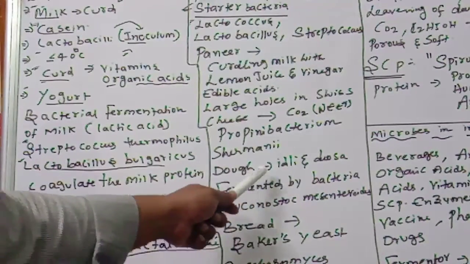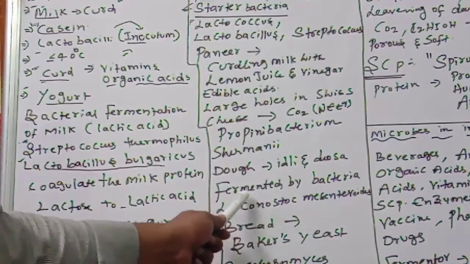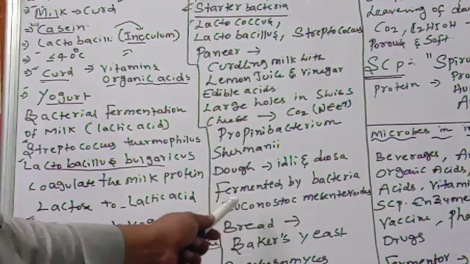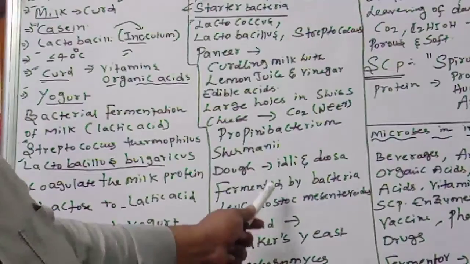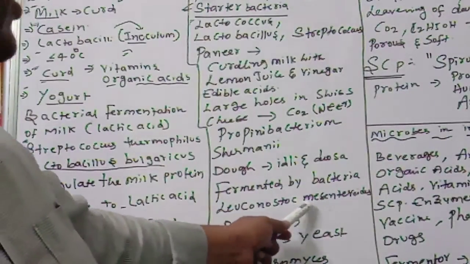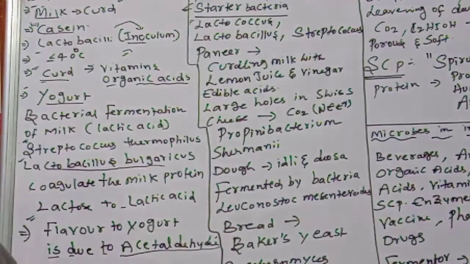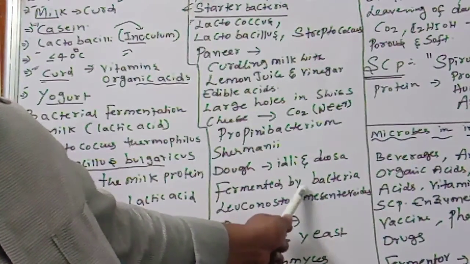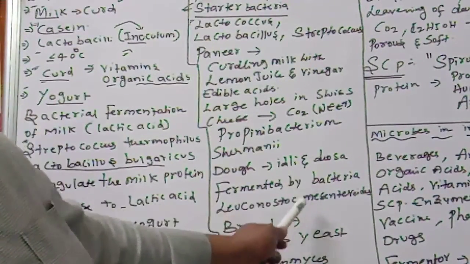Then dough, idli, dosa. We make dough for idli and dosa, right? They are also made by fermentation by bacteria. Which bacteria do we use for making idli and dosa? Leuconostoc mesenteroides. What is the bacterium's name? Leuconostoc mesenteroides. For idli, we use Leuconostoc mesenteroides.